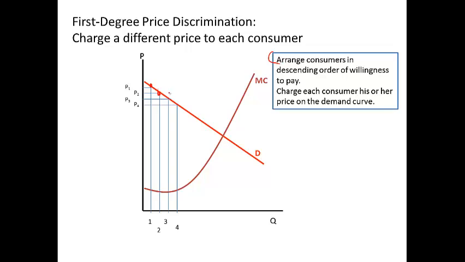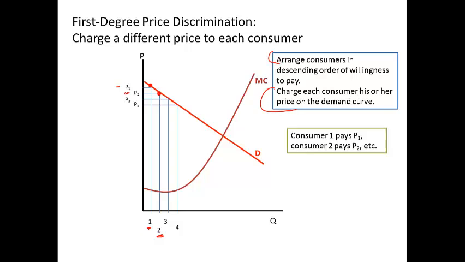Now, first-degree price discrimination means charging each consumer his or her price on the demand curve. So take consumer number 1, who is willing to pay this amount here, which we call P1, and charge P1 to that first consumer. And now find that second consumer, number 2, and charge that consumer this price here, which is P2. So consumer 1 pays one price, P1, whereas consumer 2 pays a different price. This is a contrast with regular old monopoly pricing where we just had a single price. Here we're charging a different price to each consumer.